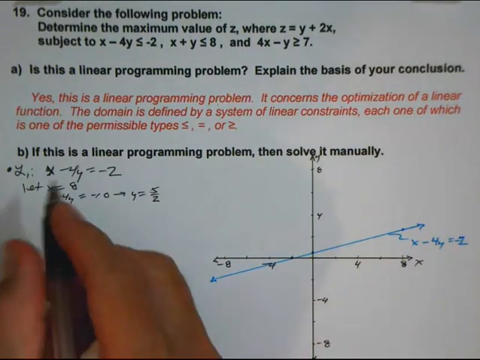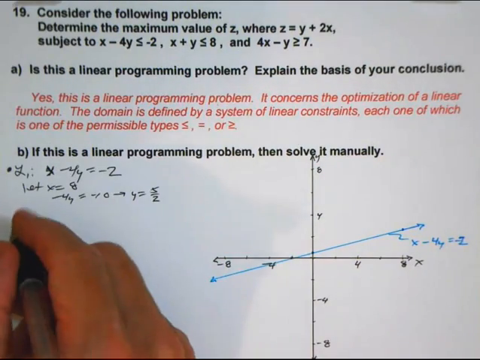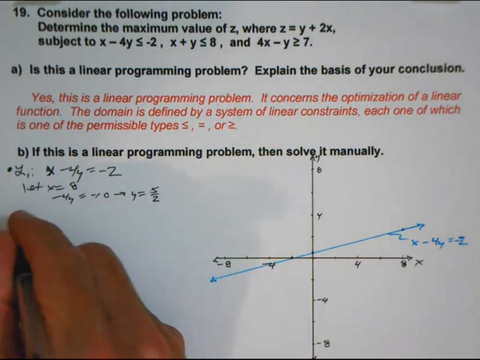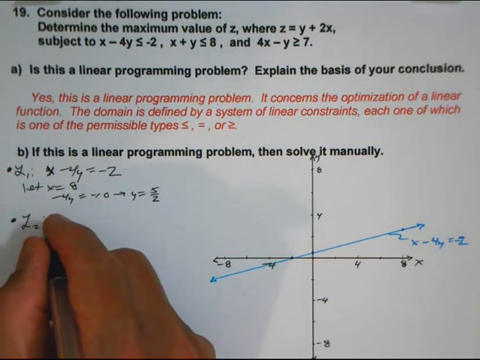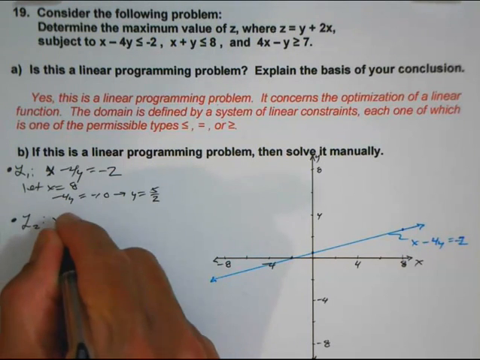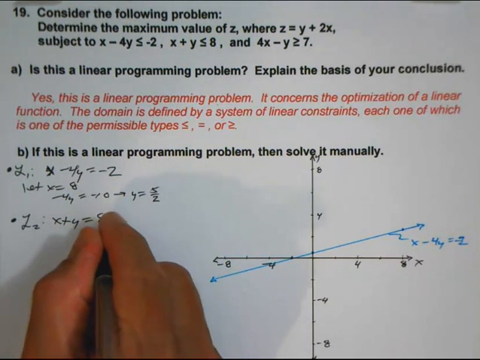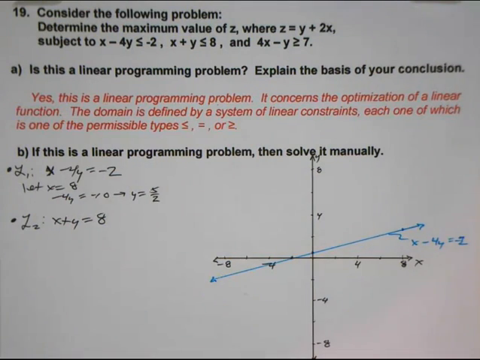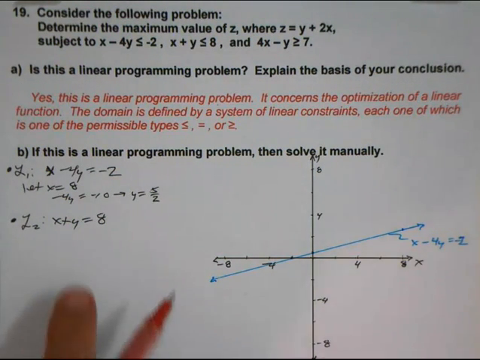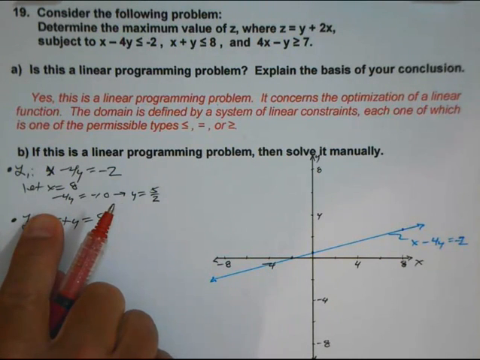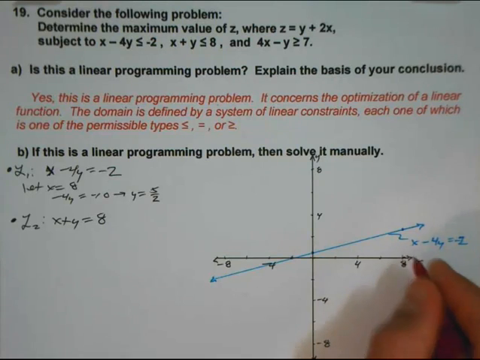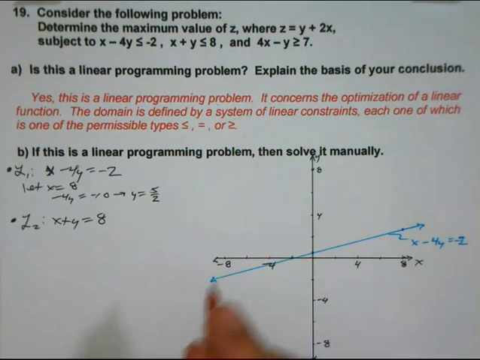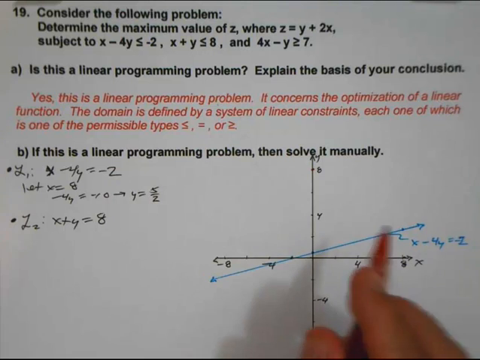Next, second inequality. Here it is. Let's get its boundary line. Call it L2. Boundary line of the second inequality, meaning x plus y equaling 8. Okay, this one's pretty easy to graph because the intercepts are quickly calculated. Let x be 0, y is 8. If y is 0, x is 8. Okay, there, there.